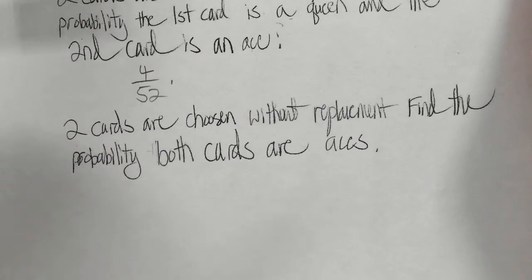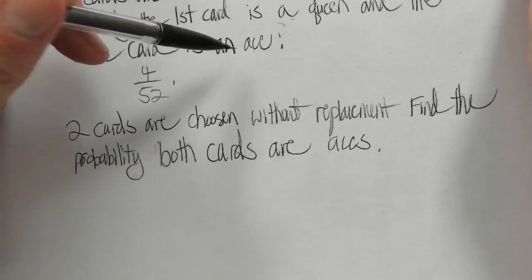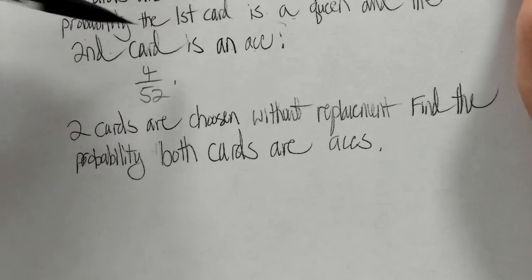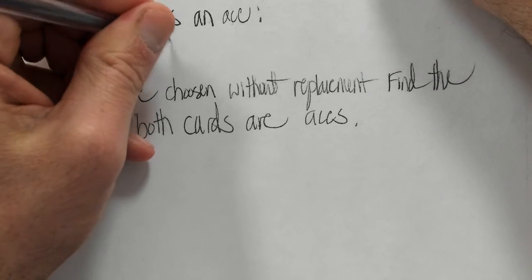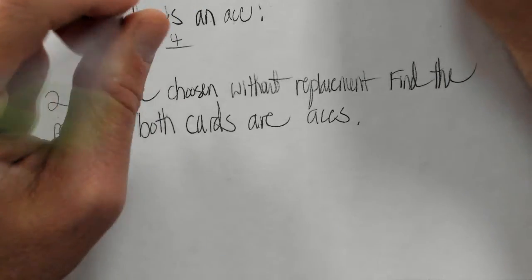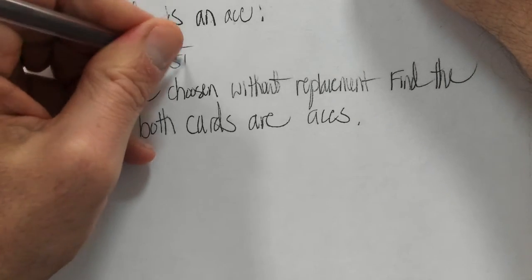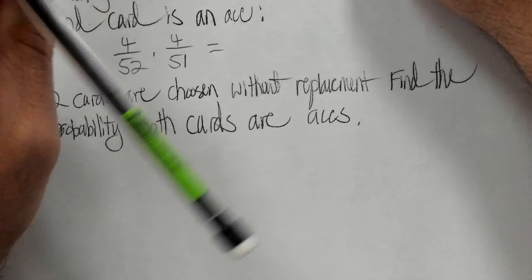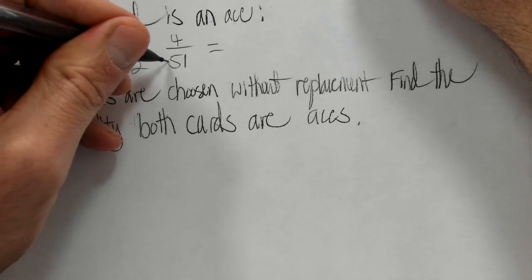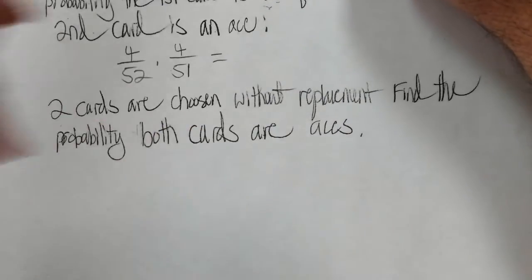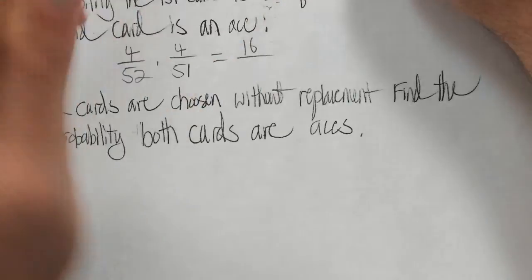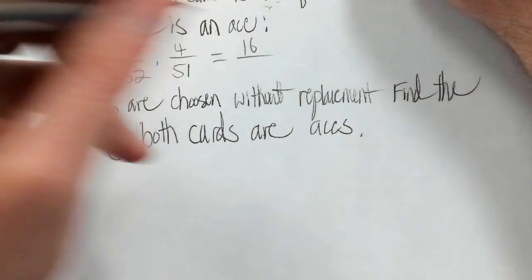So we're without replacement, and the second card is an ace. All right, so we pulled a queen out first, so how many aces are left? Still 4. But now there's not 52 in the deck anymore, there's only 51 cards in the deck. Because I pulled one out and left it out. This is the keyword: without replacement. So that would be 16 over 52 times 51, which is 2652.